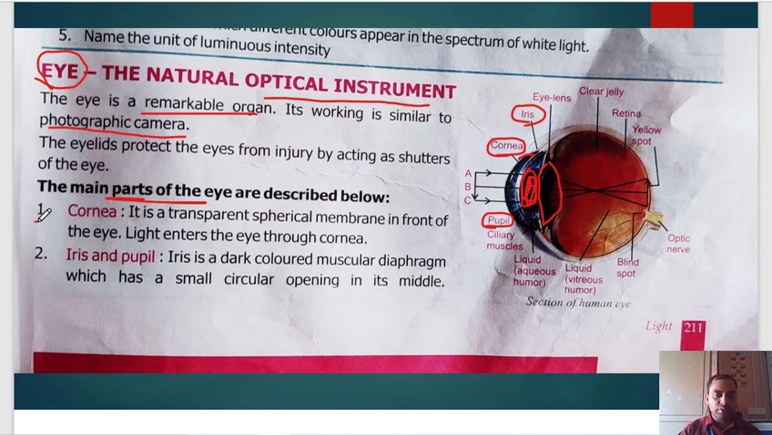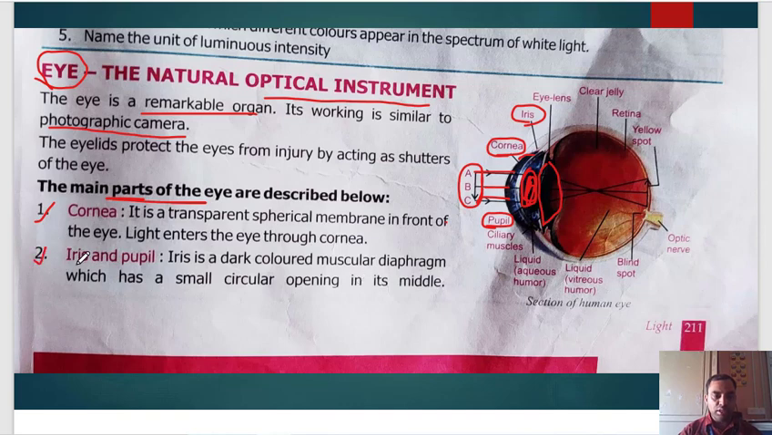First let us talk about the cornea. It is a transparent spherical membrane in front of the eye. A membrane means a cover. It is a spherical cover in front of our eye. Light enters the eye through the cornea. Through this cornea, this is an object AB, and the light rays are passing through like this. So through the cornea, light enters into our eye. It behaves like a door to our eye.